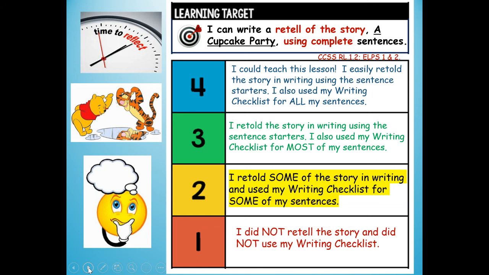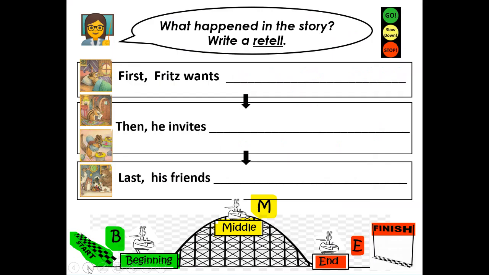How do you think you did? 4, 3, 2, or 1? Write your reflection on the top. And then when you're ready, we're moving on. You can check your work with my retell. What happened in the story?